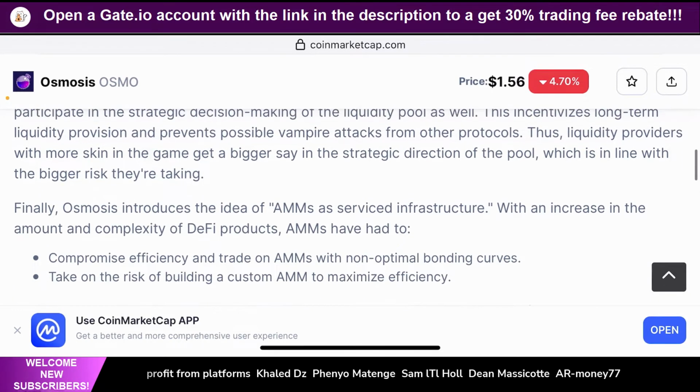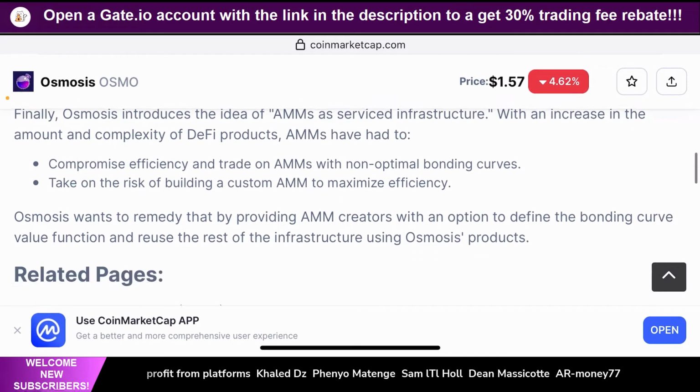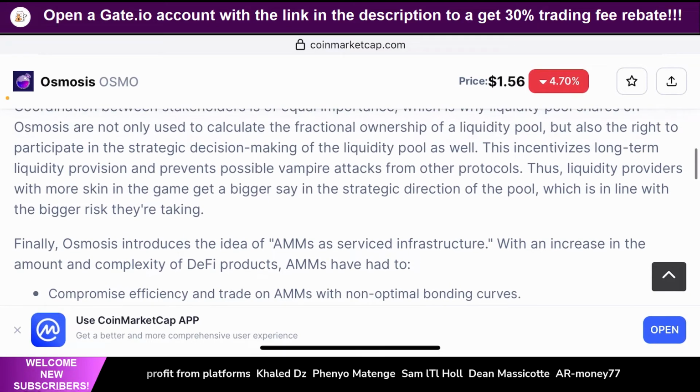And also finally, they introduced the idea of AMM-serviced infrastructure. So they provide services to other AMMs who want to be a part of the Cosmos ecosystem and who want to become cross-chain and multi-chain in the future. So they offer that service, which is not really provided by many other AMMs, right? So you can go through this information to get more information about how these three unique features make the Osmosis ecosystem very beneficial and much more superior compared to other platforms, right?